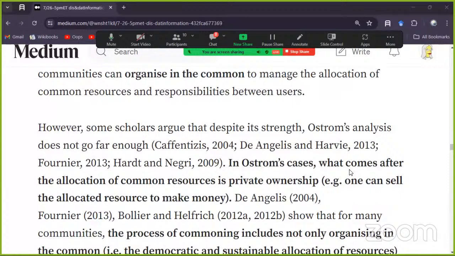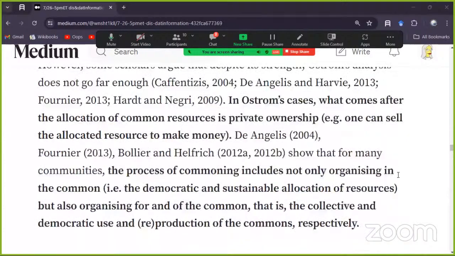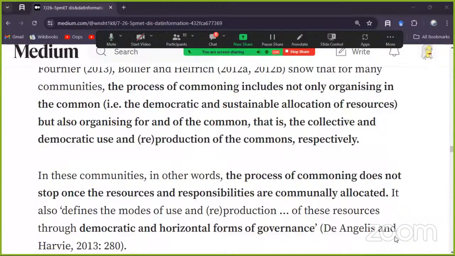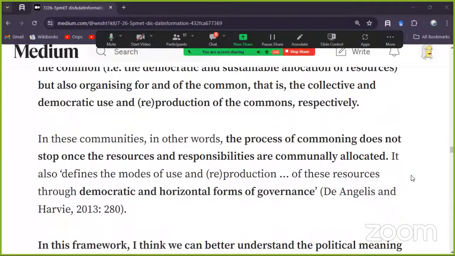And some authors show that for many communities, the process of commoning includes not only organizing in the common, that is the democratic and sustainable allocation of resources, but also organizing for and of the common, that is the collective and democratic use and reproduction of the commons, respectively. In these communities, in other words, the process of commoning does not stop once the resources and responsibilities are communally allocated. It also defines the modes of use and reproduction of those resources through democratic and horizontal forms of governance.